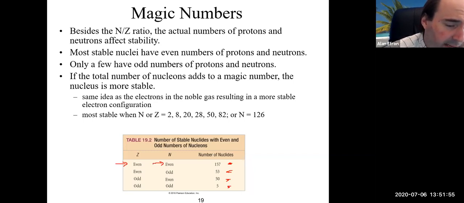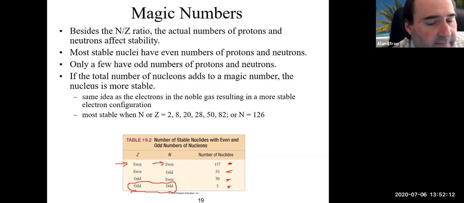The third best situation would be odd protons, even neutrons. And as you can see here, the worst situation for stability, if you're just quickly looking at stability, is something that has both an odd number of protons and an odd number of neutrons. There's a very good chance that it's probably not very stable, that isotope. And as you can see, there are only about 5 naturally occurring stable nuclides like that.